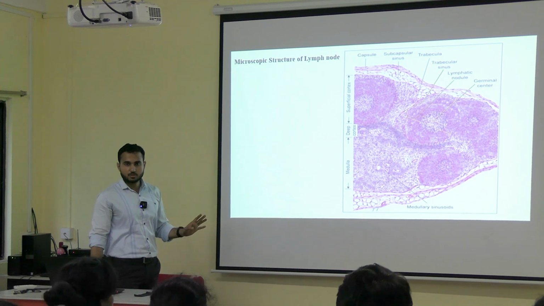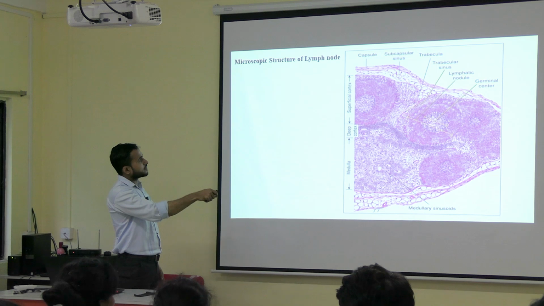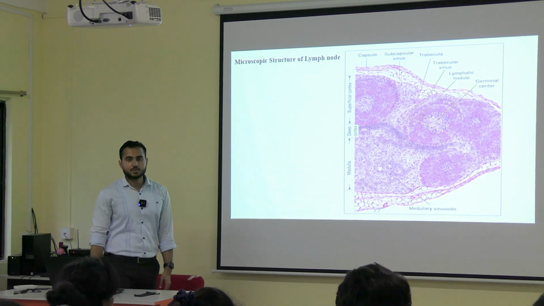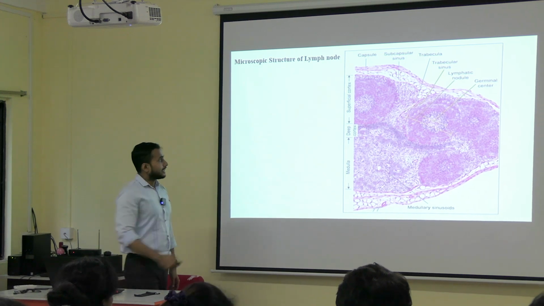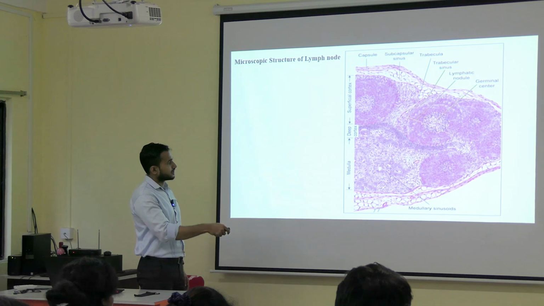Can you see the capsule? Yes. ये देखो. What is this? This is the capsule. Now just below the capsule, can you see a sinus is there? This is called the subcapsular sinus. ठीक है. Next, can you see the trabeculae? ये देखो, these are the trabeculae.